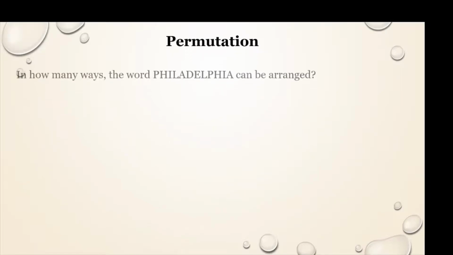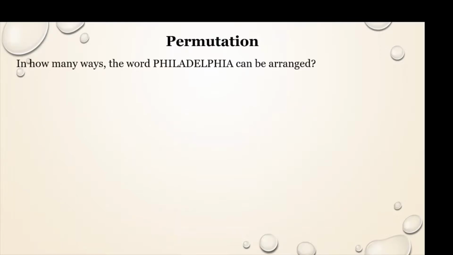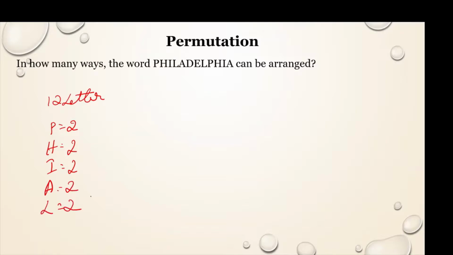Now let us see what happens if the letters are repeated, because we have to use a different formula for this. In how many ways can the word Philadelphia be arranged? Philadelphia is a 12-letter word, and this 12-letter word has some repetition also. P is repeated twice, H is repeated twice, I is also repeated twice, A is also repeated twice, and L is also repeated twice.